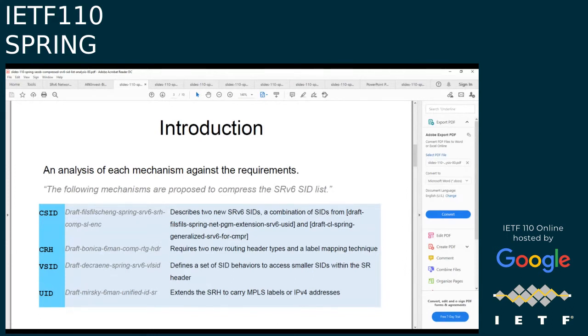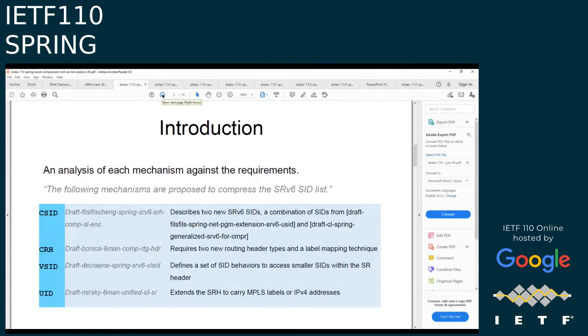So this page gives some introduction of the analysis draft. And I think we finally decided to analyze the following four proposals. The first one is CSID, which is a combination of the GSID and microSID. And the second one is CRH. I think everyone knows that draft. And the third one is VSID. It defines a set of SID behaviors to access a similar SID within the SR header.